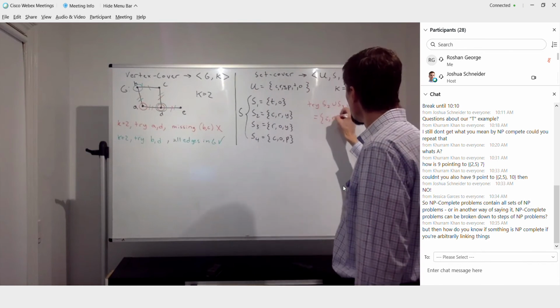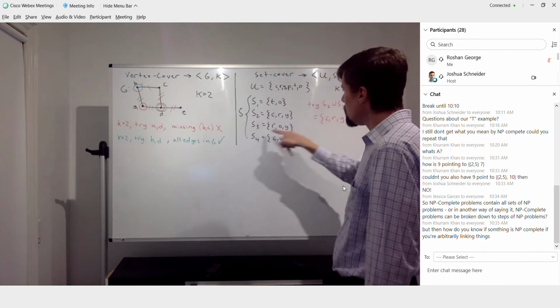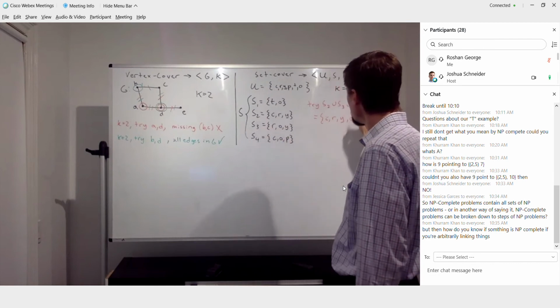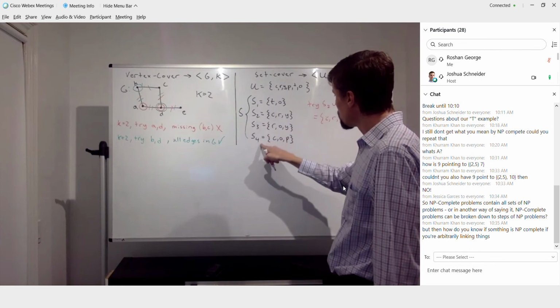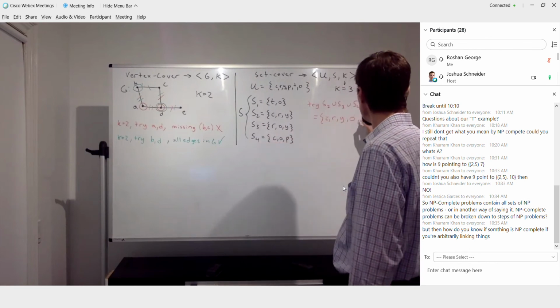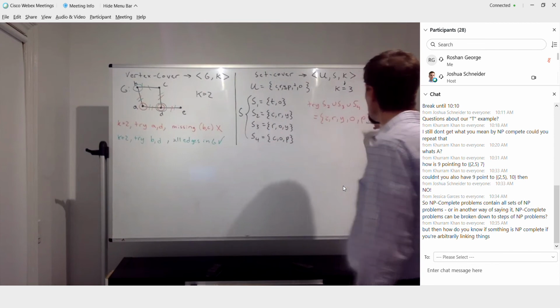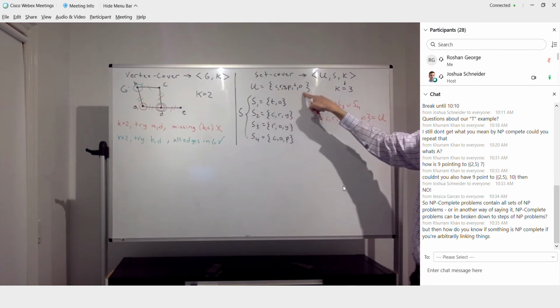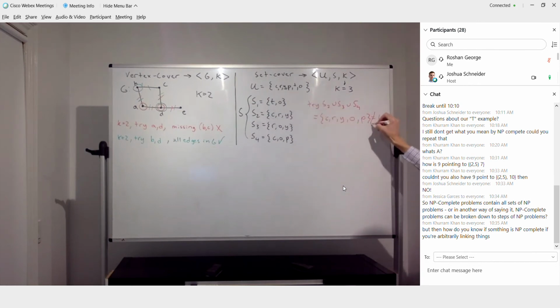C, R, Y. Union S3, we already have the R and the Y, but we can add the O. And S4, we already have the C, we already have the O, and we can add a P. Okay, and then we say, is this equal to U? Well, U must spell out crypto, I'm missing the T. It's not equal to U, so that one fails, right?